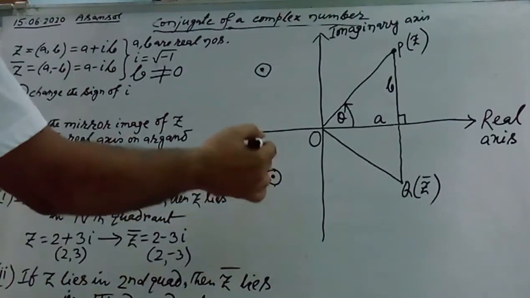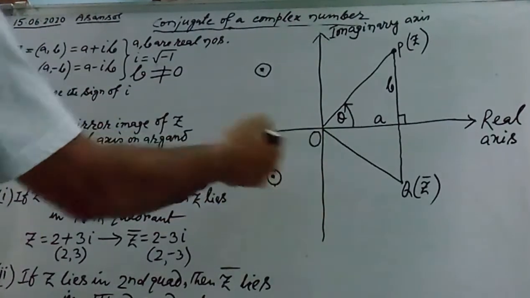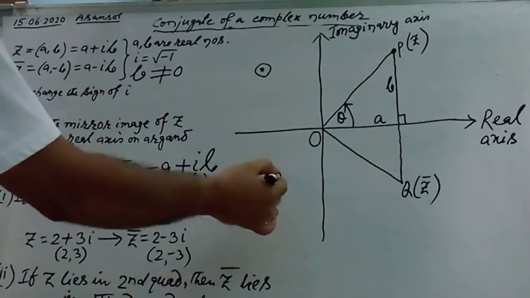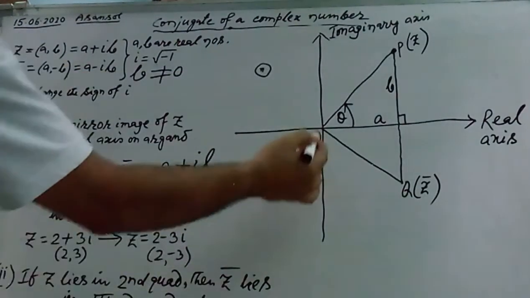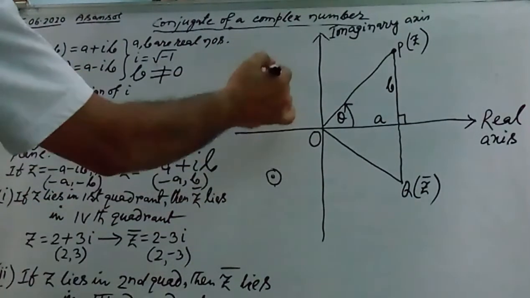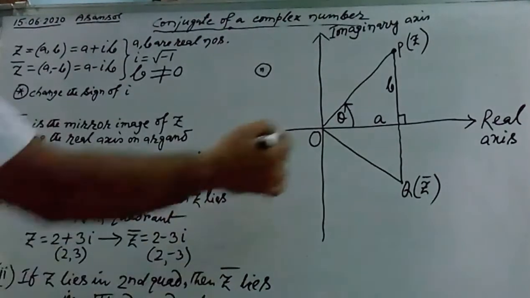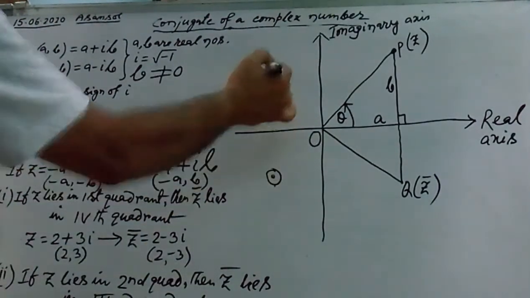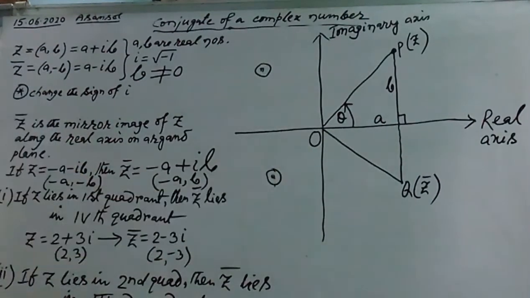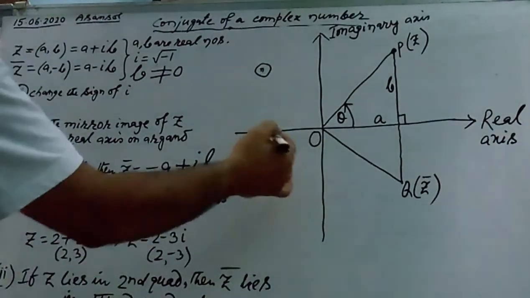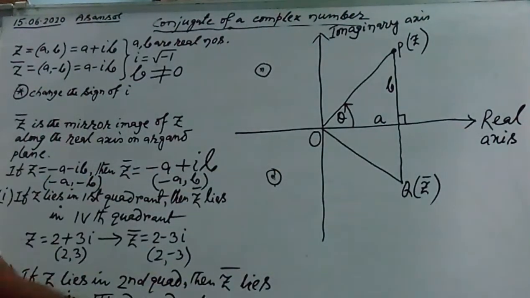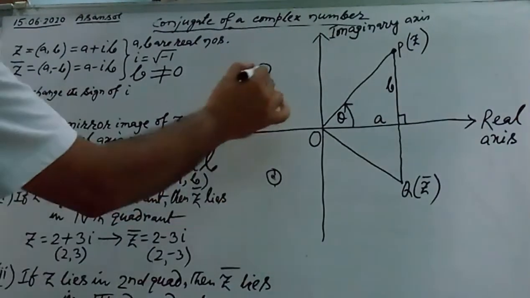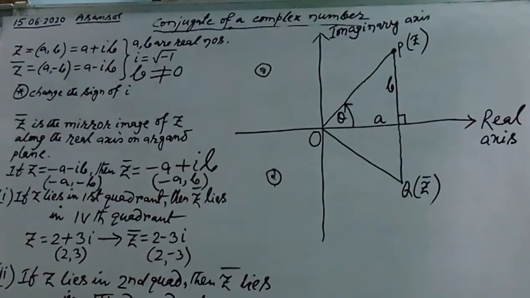Suppose z is equal to minus 6 minus 2i, then z will be this point, (minus 6, minus 2). Then z bar is equal to minus 6 plus 2i, that is (minus 6, 2), and it will lie here. Next, we'll go for the modulus.